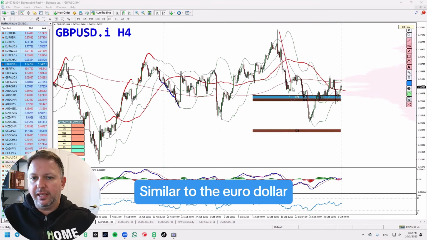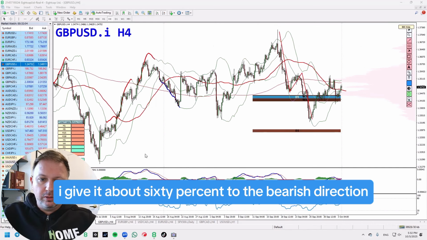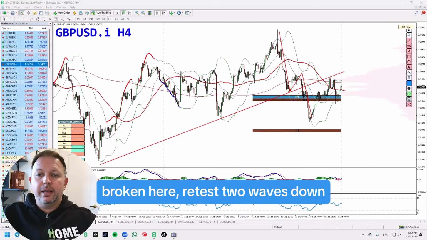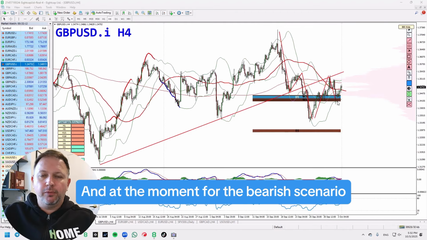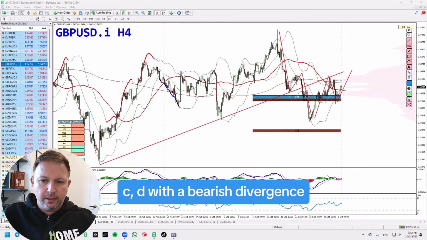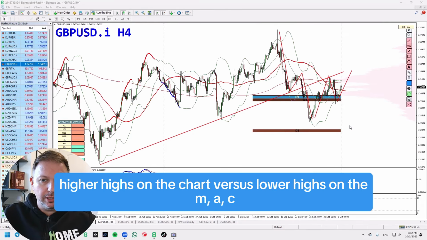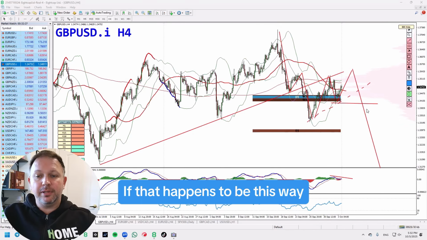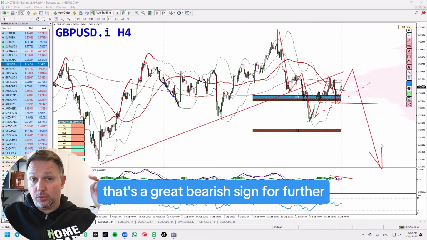Similar to the euro dollar, I give it about 60% to the bearish direction. We had a trend line broken here, a retest, 2 waves down, and at the moment for the bearish scenario, here is what I want to see. ABCD with a bearish divergence, higher highs on the chart versus lower highs on the MACD, and then a break below the rising trend line and the recent low. If that happens to be this way, that's a great bearish sign for further continuation.